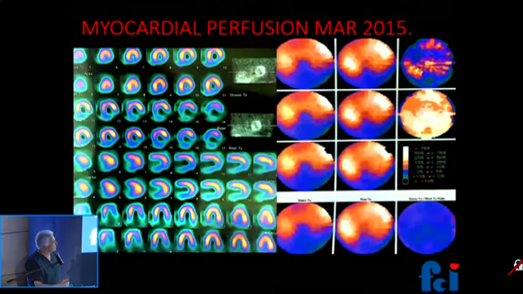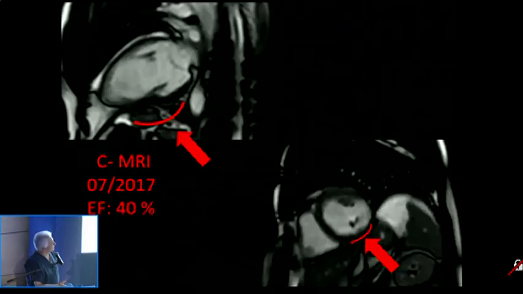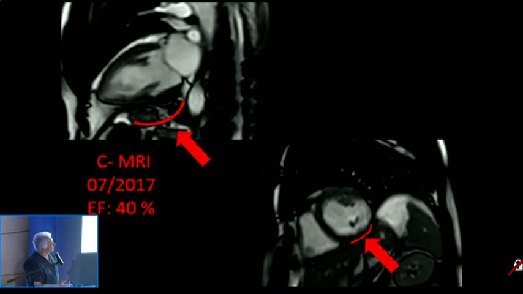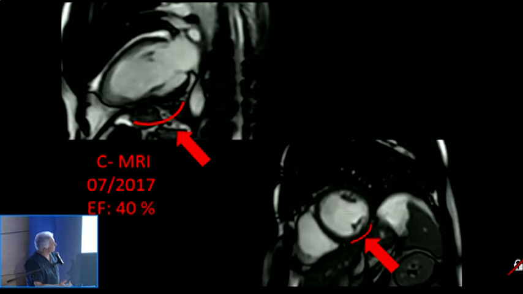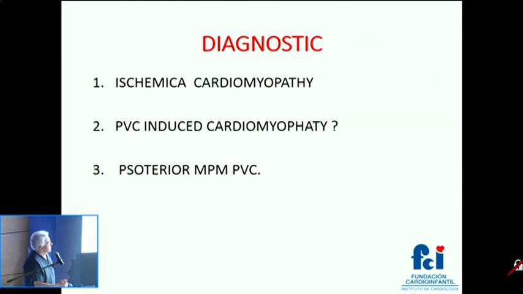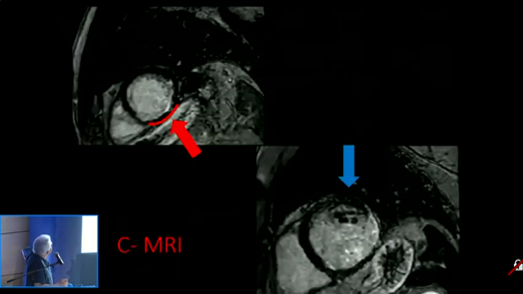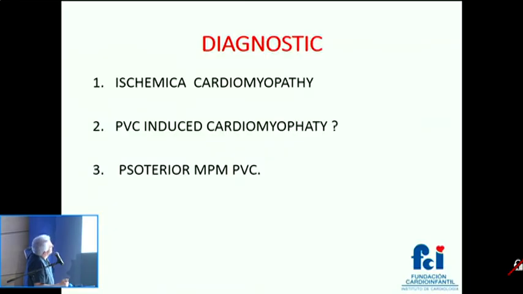Very well. Well, this is a coronary angiography. Negative myocardial perfusion. This is the echo, ejection fraction 37%, and this is the MRI with an ejection fraction of 40%. This is the movement, and as far as I recall, we don't have gadolinium deposit images. Maybe towards the inferior wall. I don't remember exactly.